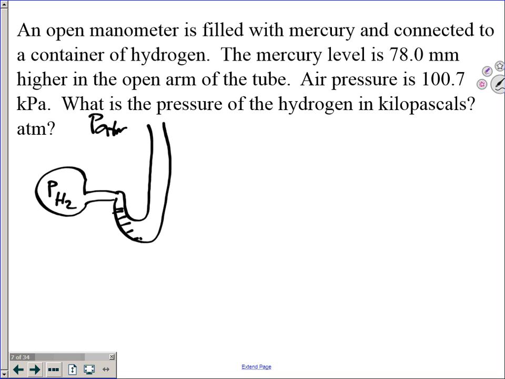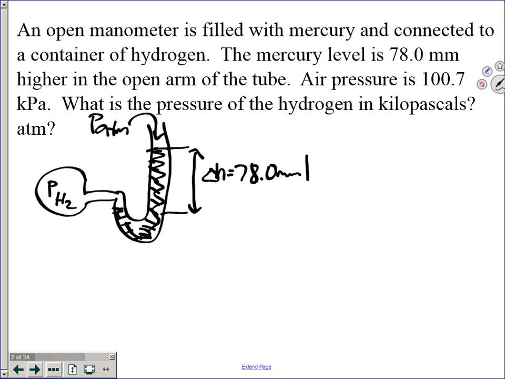The atmosphere is on the outside, pushing down here. Okay. The mercury level is 78 millimeters higher in the open arm. So now how does this look? Like this or like this? Do it according to you. The right side's high, okay? So we have mercury all the way up here. And so this height difference from here to here is what?